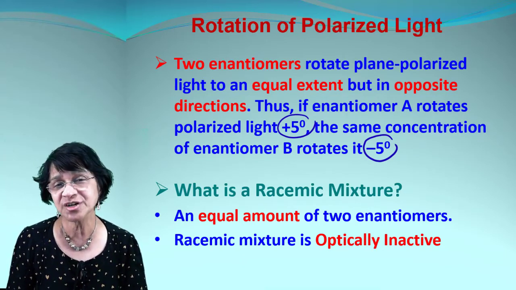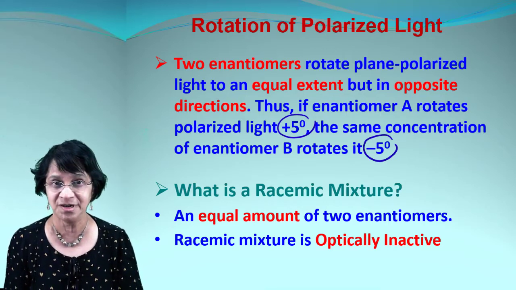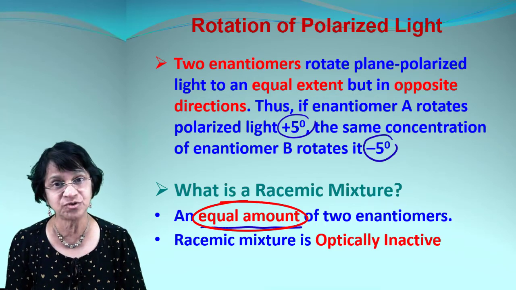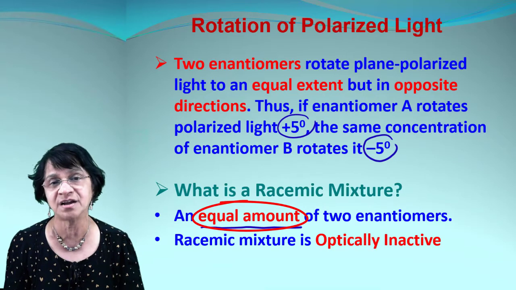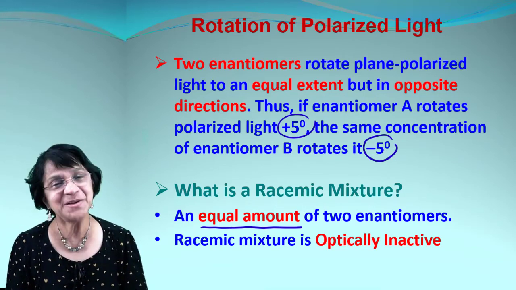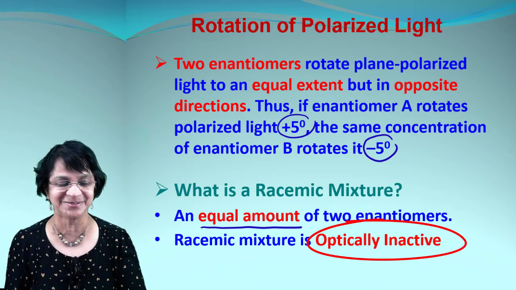So the racemic mixture will not really tell you whether you got the desired compound or not. Of course, it needs to have equal amounts of two enantiomers to make the mixture racemic. If it's one less and the other one is more, it won't be a perfectly racemic mixture. And now you know why it will be optically inactive.